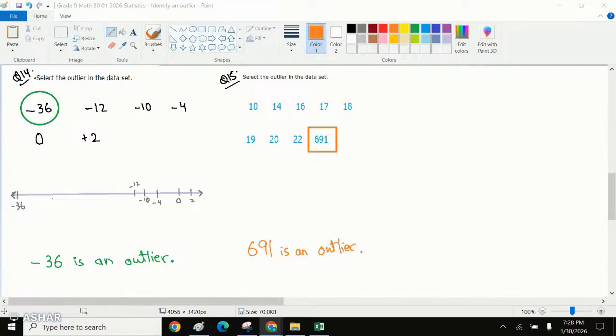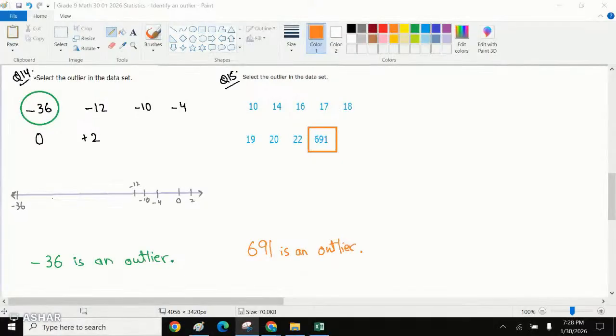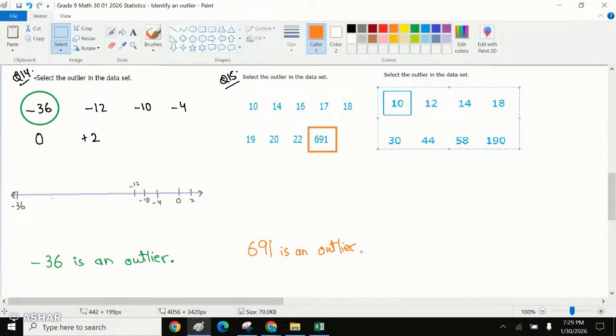Let's try one more, and then we'll go to the quiz. We'll try to see what the possible answers are for any given set of values. So this question says, select an outlier in the given data set. These are the given values for question number 16. So what is an outlier for this question?